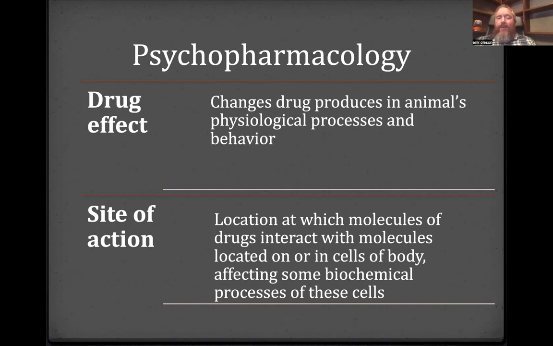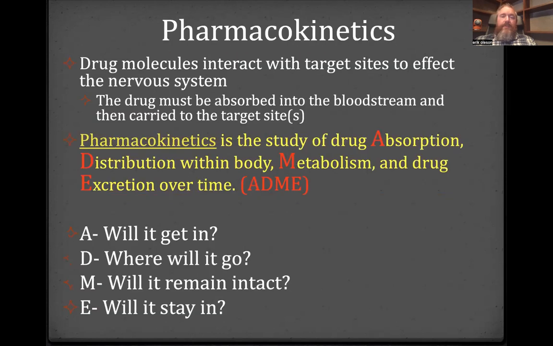It's also important to think of the site of action. This is the location at which molecules of drugs interact with molecules located on or in cells of the body, affecting some biochemical processes of these cells. The concept of pharmacokinetics involves the movement of drugs throughout the body. This is an incredibly important concept to understand in terms of drugs of abuse. It is the primary thing that drug users will manipulate. It is the primary thing that medical doctors will manipulate when you come under their care.